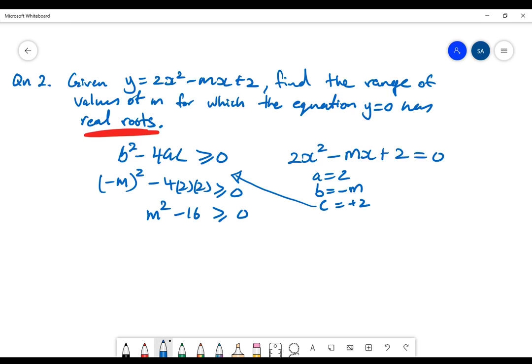Please do not solve this. Do not bring the minus 16 over and square root plus minus. Please do not do that. Over here, you need to practice the quadratic inequality. So you will get this as m minus 4 and m plus 4 greater or equal to 0. And eventually you get this as m less than or equal to minus 4, or m greater or equal to 4.